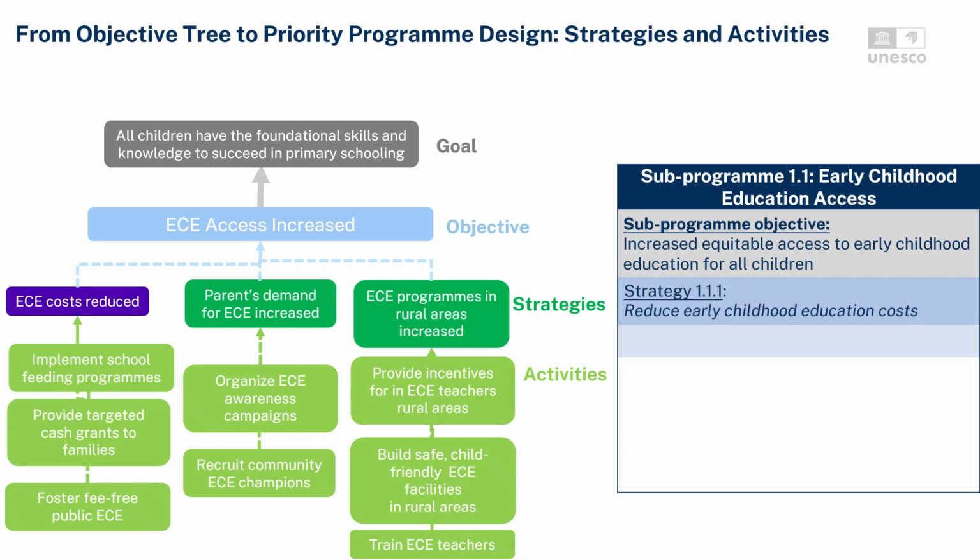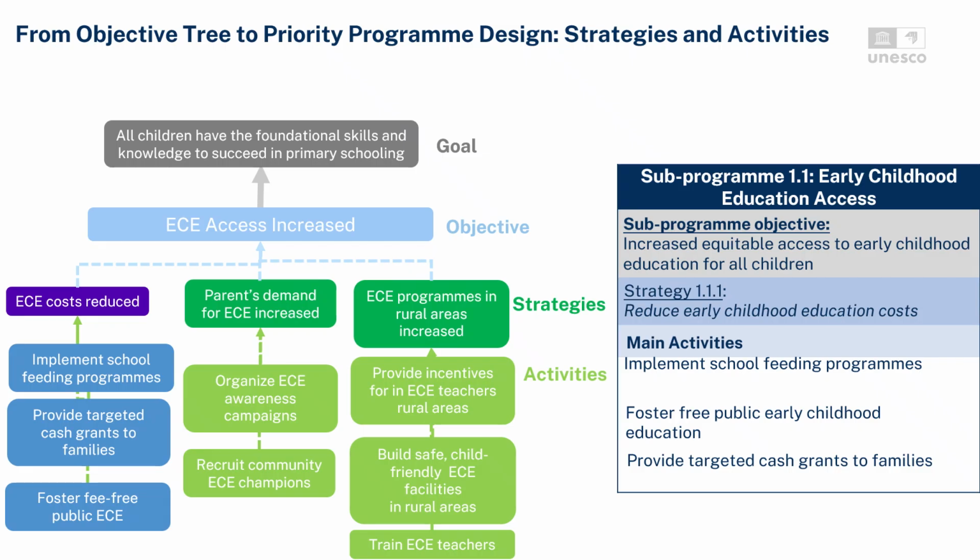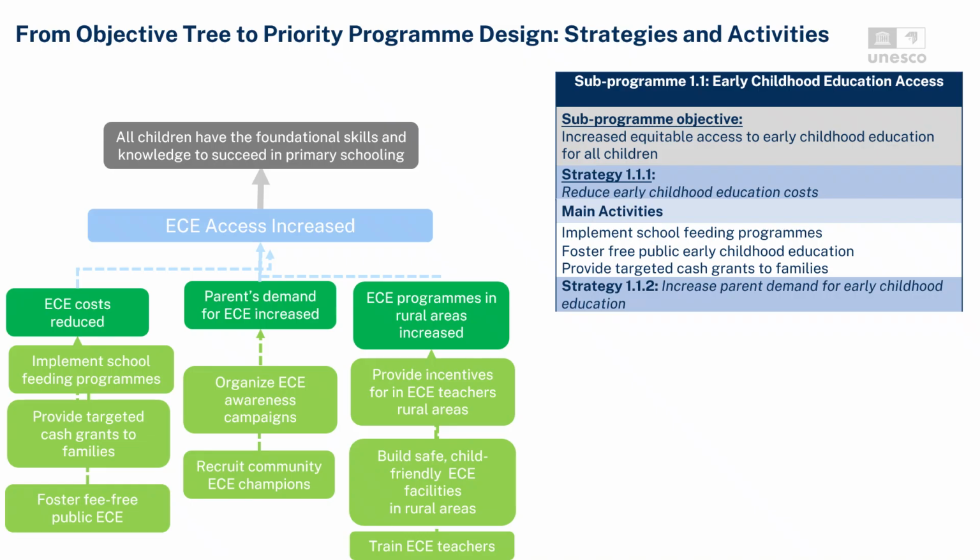As this will be an ongoing strategy, we will want to put it in the present tense, so it would be reduce early childhood education costs. We can then include the three activities, implement school feeding programs, provide targeted cash grants to families, and foster free public early childhood education underneath this strategy. We then continue with the rest of the tree until we've included all the activities and strategies into the program design template.